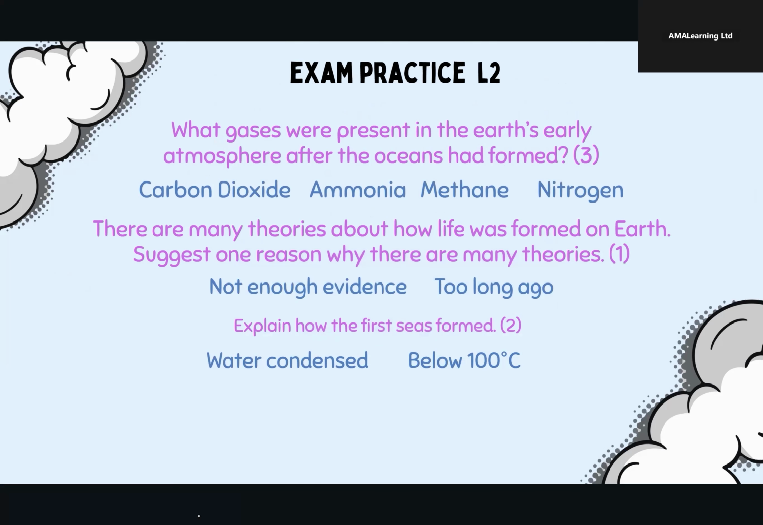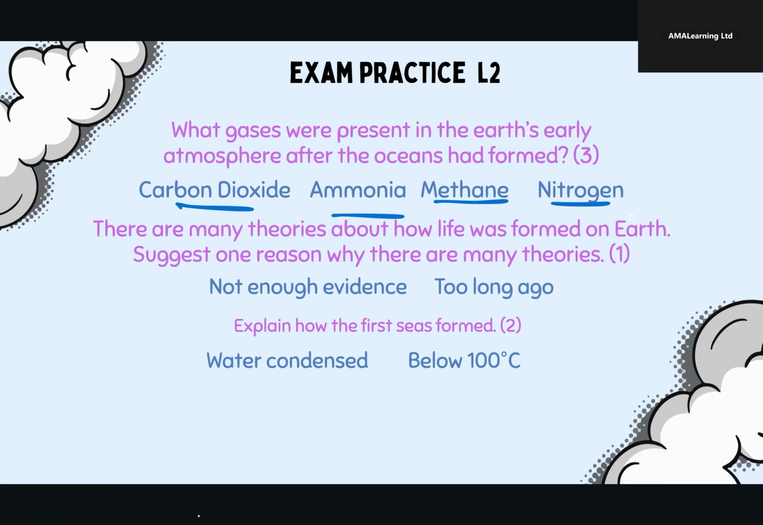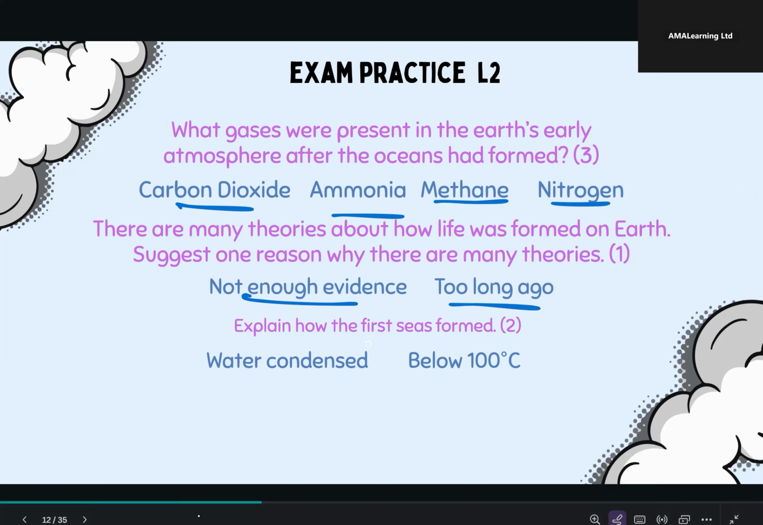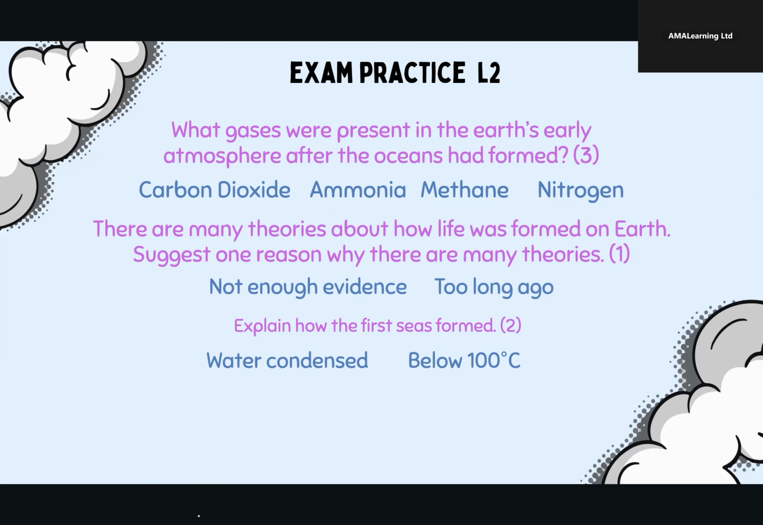Okay, so some quick questions. What gases were present in the Earth's early atmosphere after the oceans had formed? Carbon dioxide, ammonia, methane, nitrogen. There are many theories about how life was formed on Earth. Suggest one reason why there are many. There are many theories because there's not enough evidence and it was too long ago. Explain how the first seas formed. As soon as the temperature went below 100 degrees, the water condensed. It went from a gas to a liquid and then dropped to the earth to form the oceans.